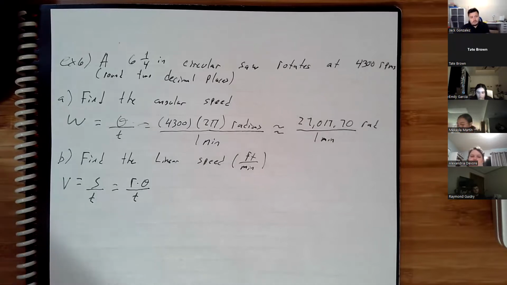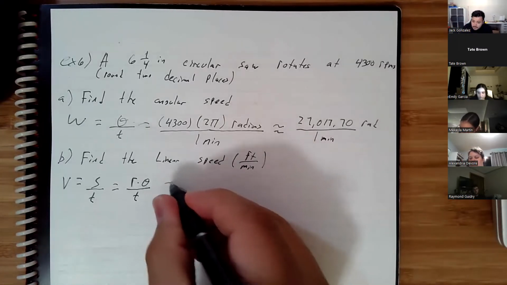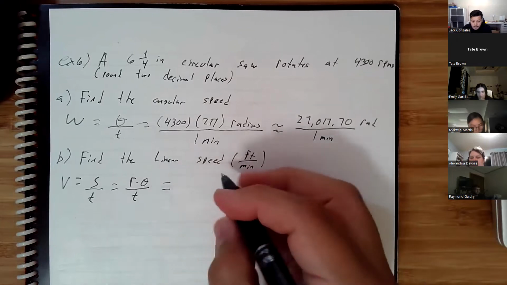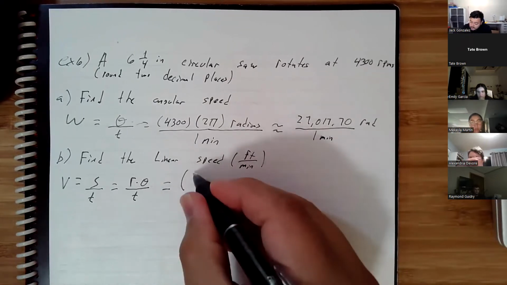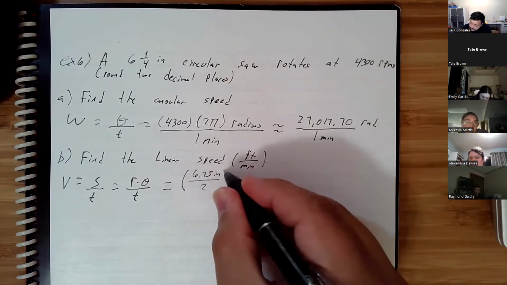So we're going to divide the 6¼ by 2. Does that make sense? Because that's your diameter. We need the radius because we know that the radius is half the diameter. So right here we will add 6.25 inches over 2. That's my radius.